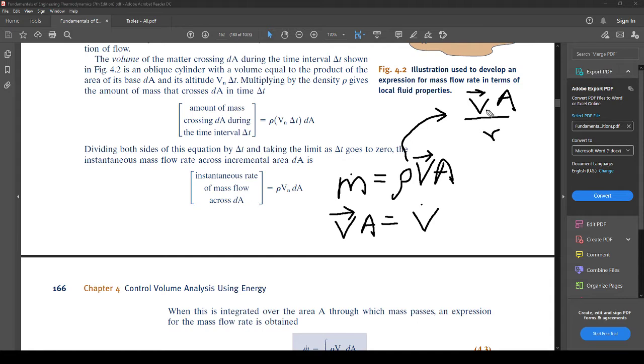So you get specific volume, and then you can have the big V over little v. You can have velocity times area over little v. You could have velocity area times rho. You could have big V times rho. There are a lot of ways that this equation can present itself, so make sure you understand that all these combinations work. Let me go ahead and get rid of that as we move along.